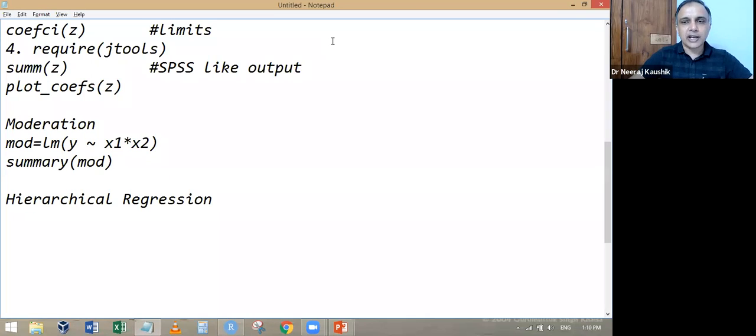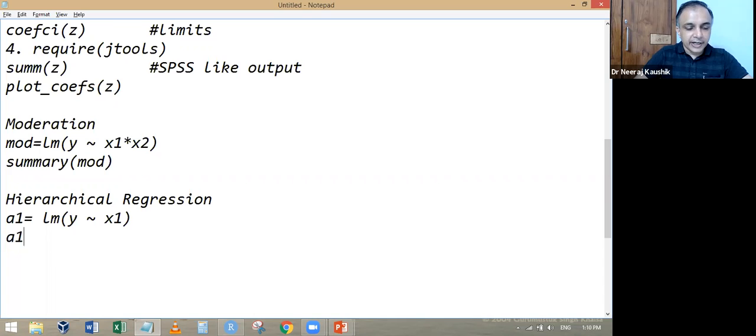How to work on hierarchical regression? What is hierarchical regression? I simply want to know whether the second variable is contributing something in the presence of the first variable. How to go ahead with that? Let's say A1 is equal to lm y depends on x1. This is my first one.